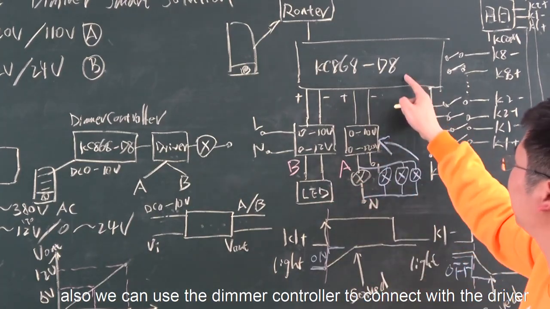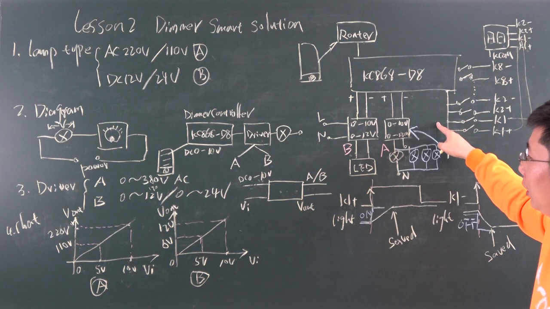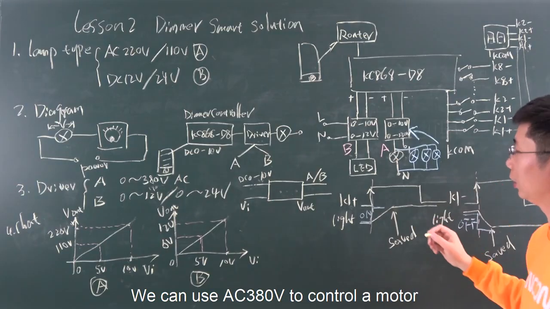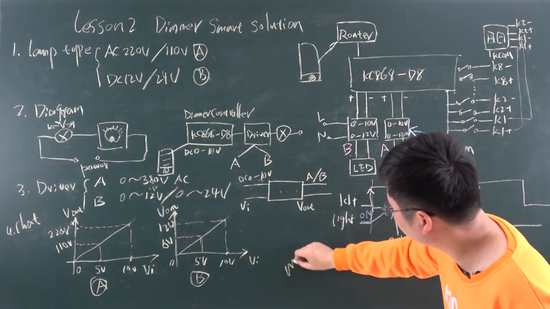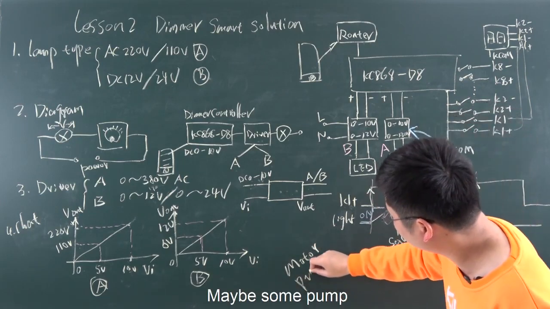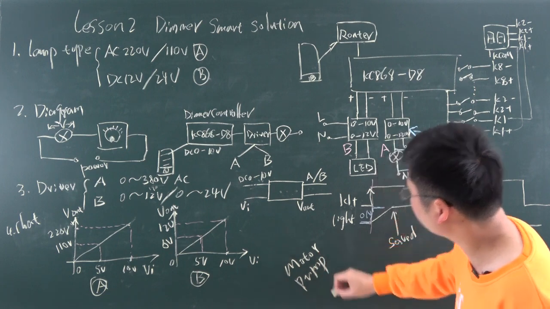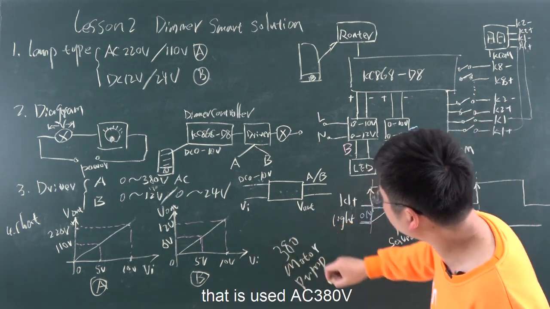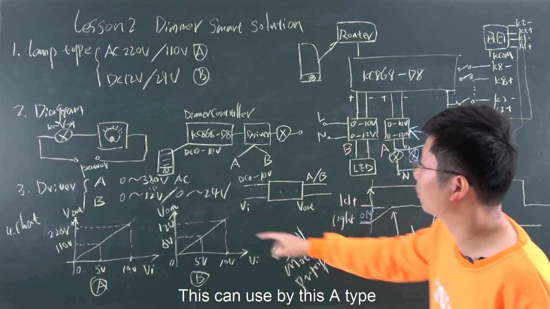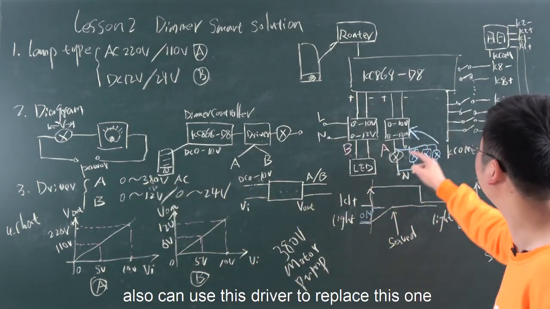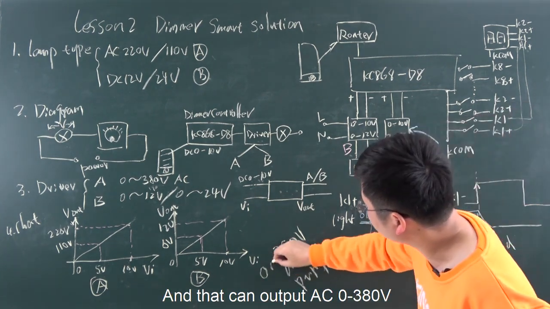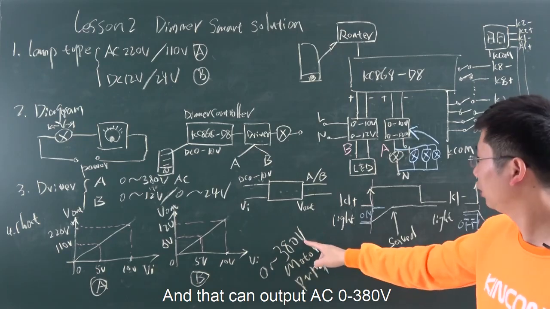Also, we can use the dimmer controller with a driver to control a motor, maybe some pump that uses 380 volts, which is also 3-phase. This can use the A type. You can also use this driver to replace this one, and it can output 0 to 380 volts.